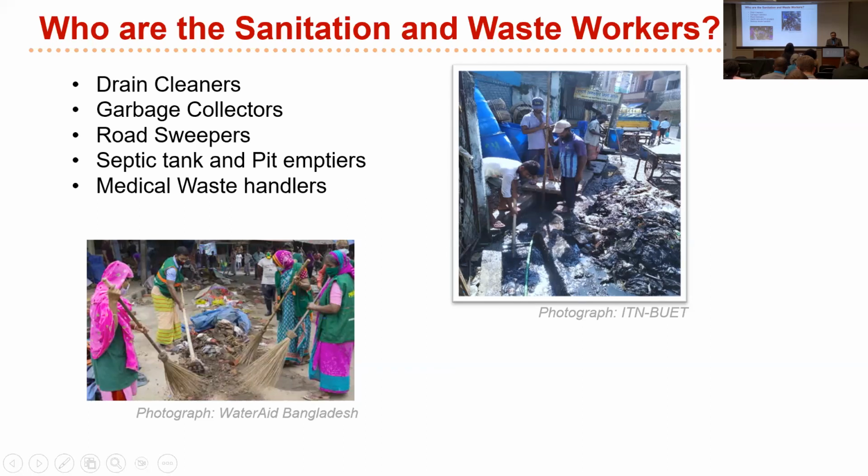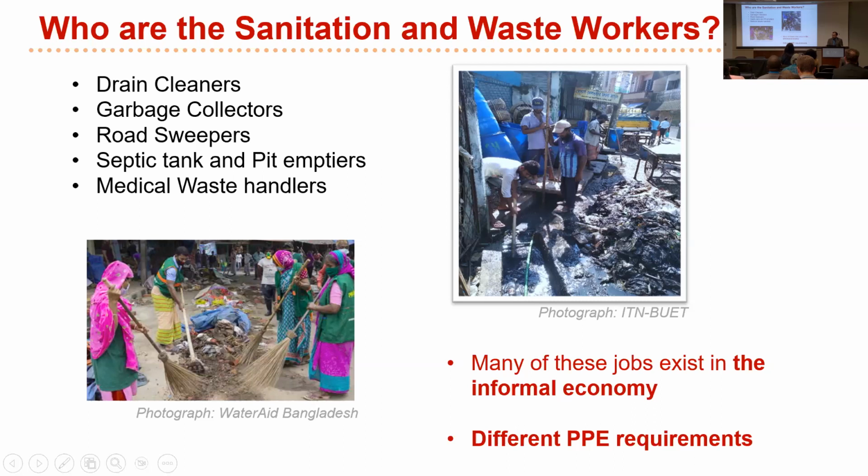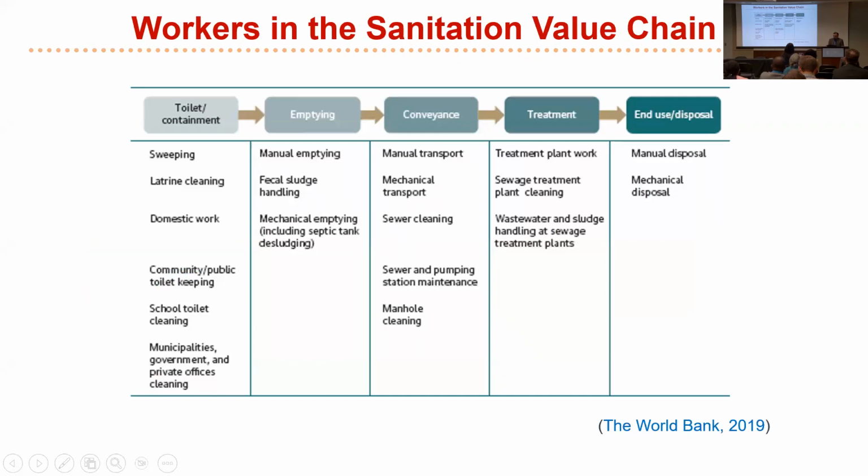Now, sanitation and waste workers have been talked about a lot, basically because one of the vulnerabilities stems from the fact that they operate in the informal economy. And of course, there are different variations of PPEs, but sometimes they are provided only a single class of PPE, and that's one of the sources of problems. But also the activities vary quite a lot.